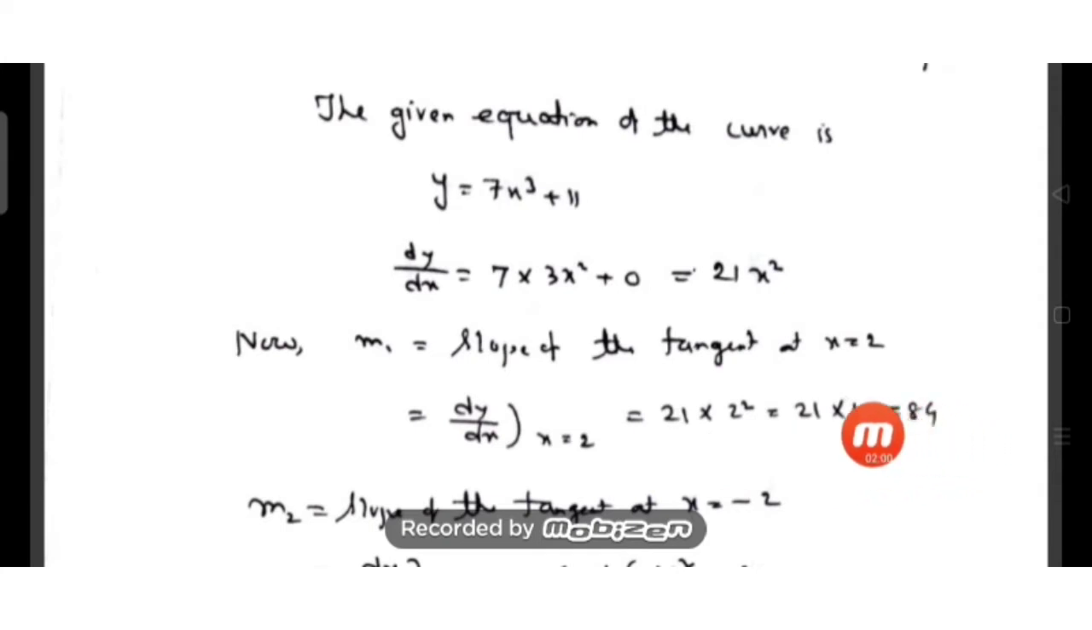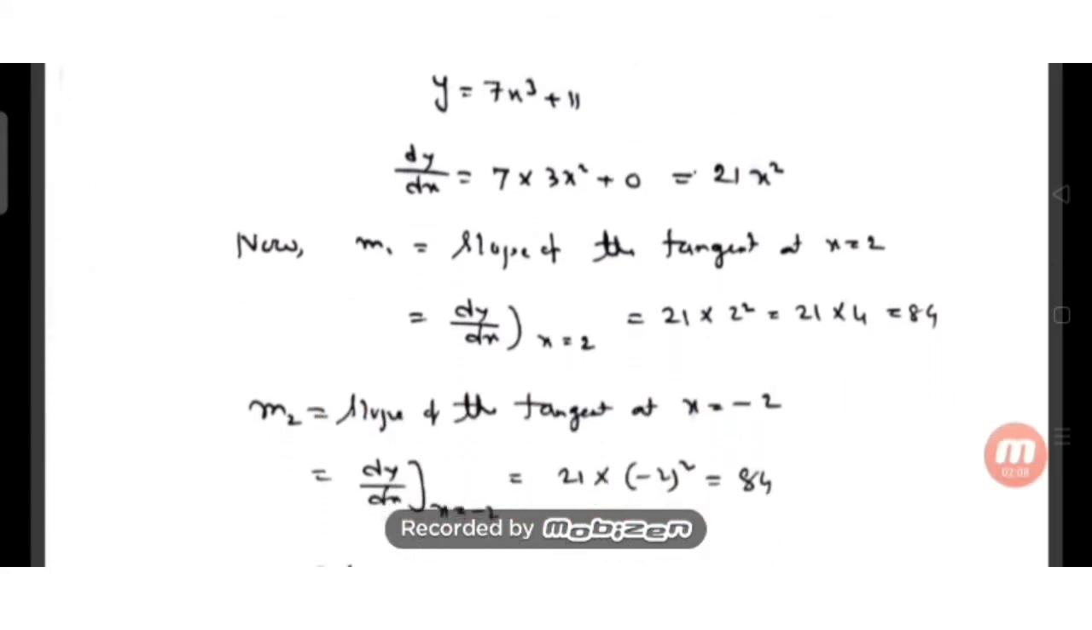And the same way, let us name the slope of the tangent at x equal to minus 2 as m2. Let us get the value of dy dx at the point x equal to minus 2, which is equal to 21 into minus 2 whole square. Again, this is equal to 84. So what we have seen? m1 is equal to 84 and m2 is also equal to 84. That means the slope of the tangent at x equal to 2 and the slope of the tangent at x equal to minus 2 are equal.